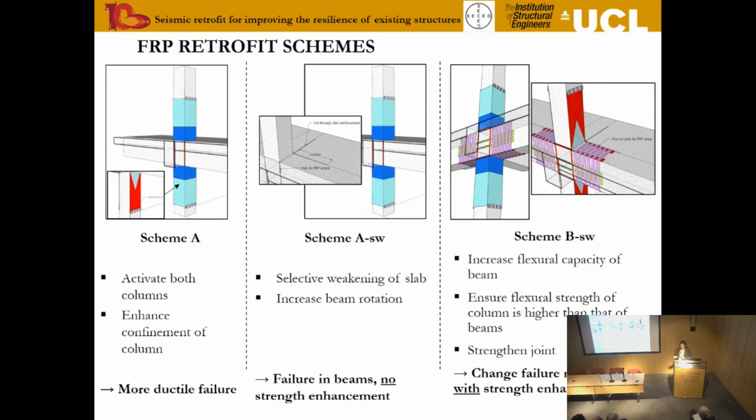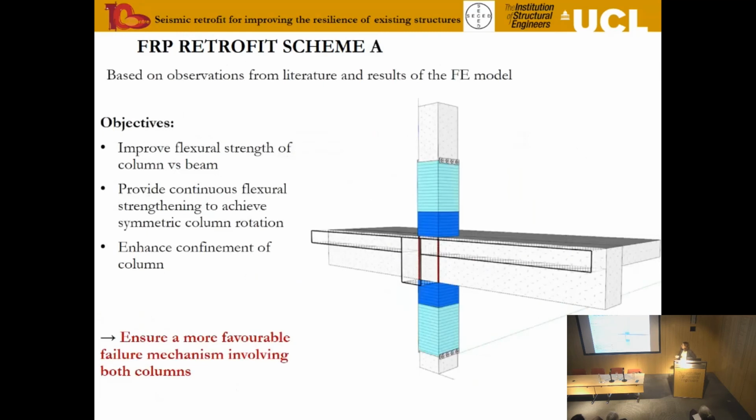The third scheme, scheme B with SW, was trying to achieve all the objectives of reaching that near Eurocode 8 specimen behavior. So increasing the flexural capacity of the beam, ensuring the flexural strength of the column is higher than the beam, so reversing the failure mechanism, as well as strengthening the joints. So we wanted to change the failure mechanism and strengthen the joints. So these are the 3 schemes, and we'll be comparing them.